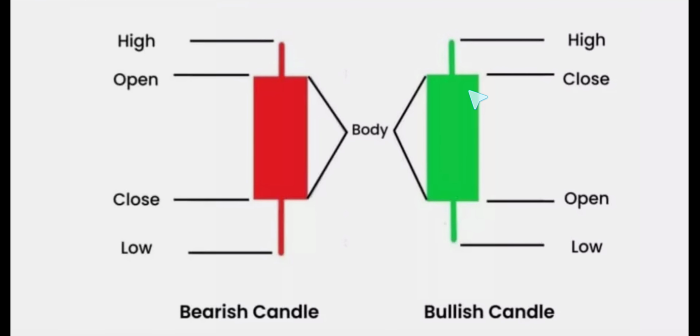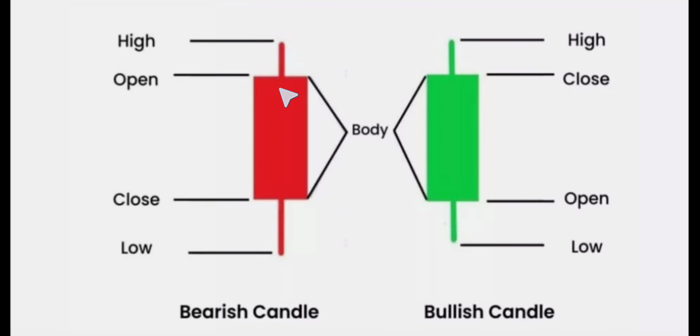All this means is that the buyers overpowered the sellers and drove the price up. Same concept, but the complete opposite with the bearish candle. The sellers overpowered the buyers and drove the price down. Now, always remember with the bearish candle, price opens at the top and closes at the bottom.